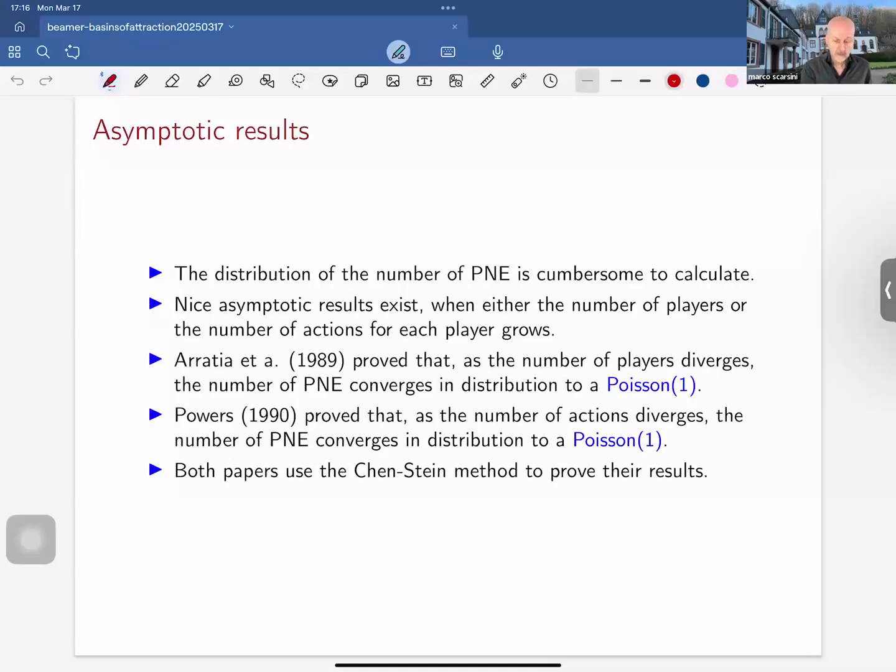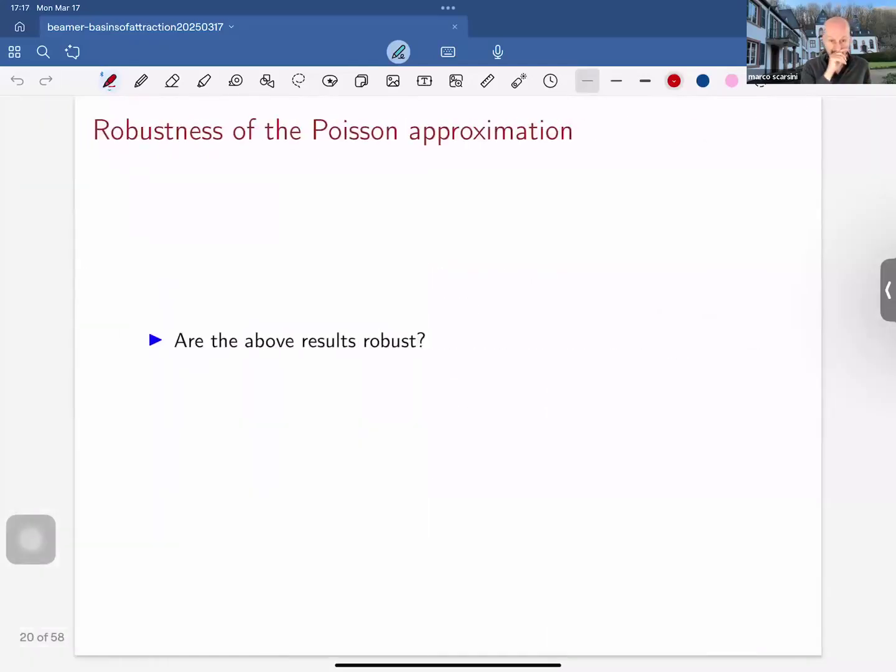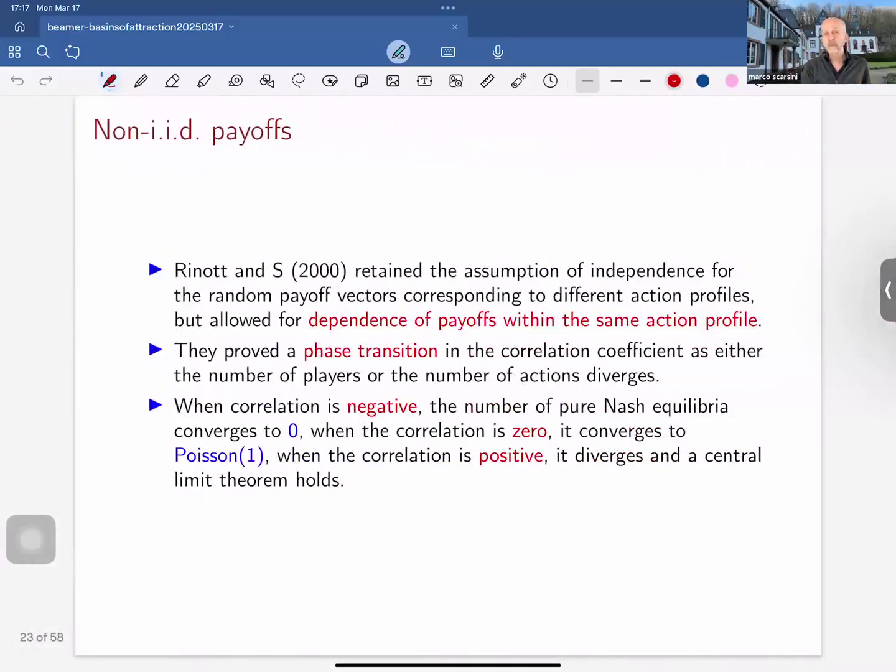So one question that is natural to ask is, are the above results robust? Is this Poisson asymptotics a robust result? In a word, no, it's not. And I'll give you 3 examples that show why it is not robust. The first one is, what happens if payoffs are not IID?